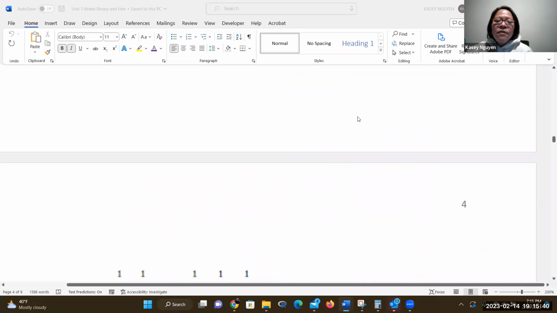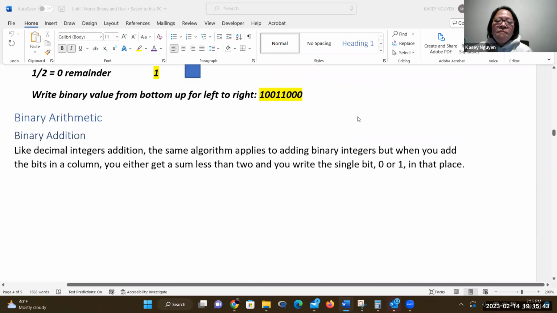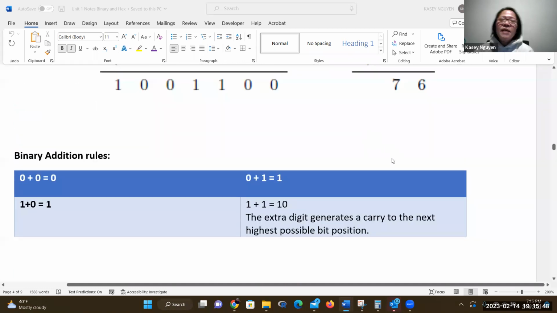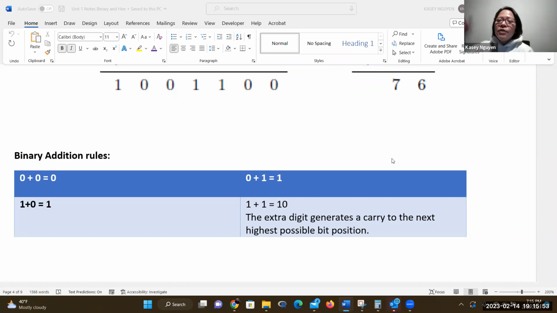So before we start adding, we need to talk about the addition rule for binary. Just like decimal, let's say I add 9 plus 2. I know it's 11, but when we write the 11, it's 1 with the carry 1. So we move the 10 to the next column, and then the 100 and the 1,000 and so on, because it's base 10.